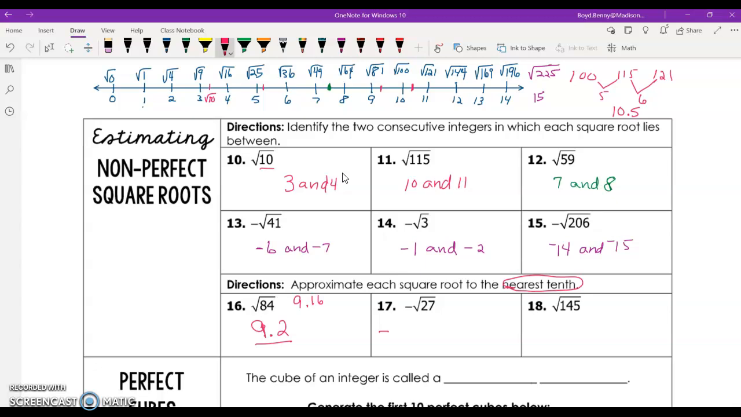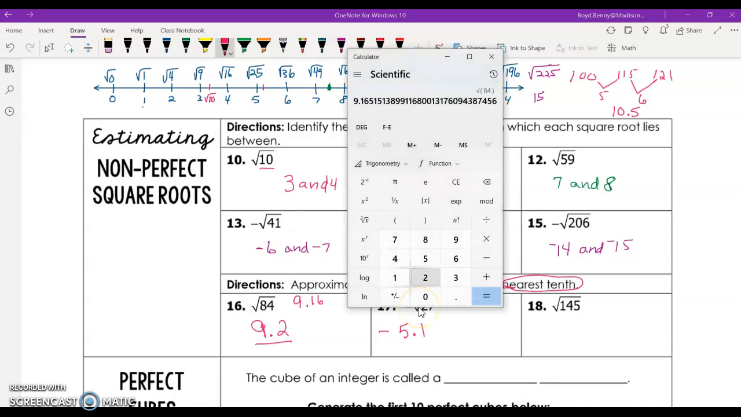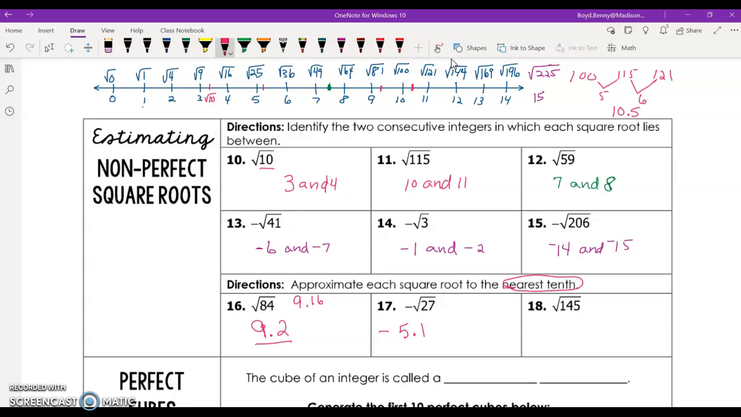I'm going to say this one is more like 5.1. Let's investigate that on the calculator. So the square root of 27 is actually closer to 5.2. So 5.19, which actually rounds off, this means approximately, to negative 5.2.